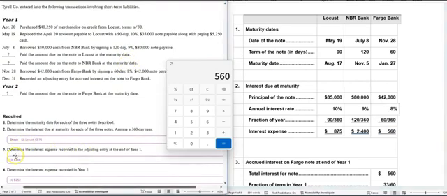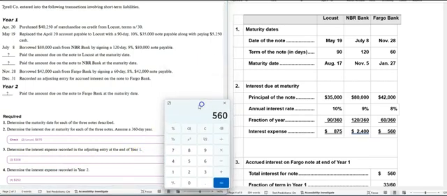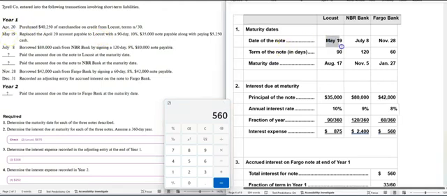But then this third requirement is asking us to determine the interest expense that is recorded in the adjusting entry at the end of year one. All right, let's think through what we would need to record an adjusting entry for at the end of year one. Because this note that we issued to Locus was issued on May 19th, and it's going to be paid off in August. So this note and the interest will all be recorded and paid off all within this calendar year.